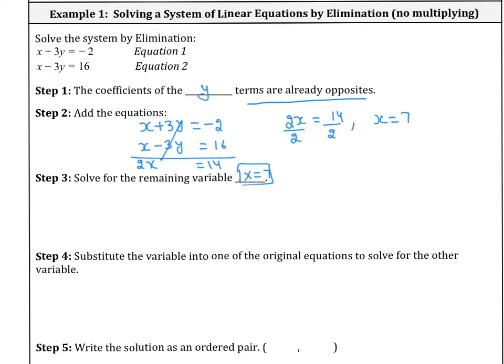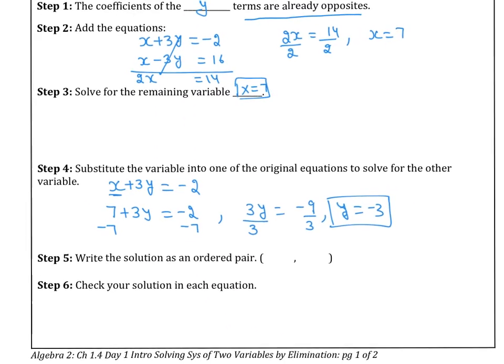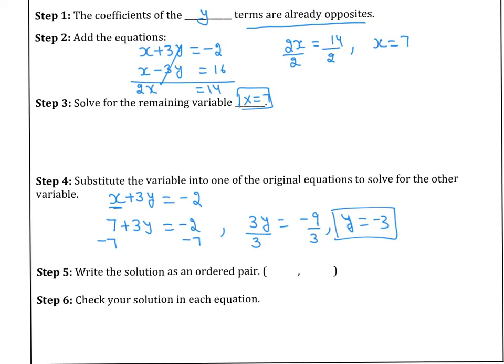To solve for y, choose any of the given equations. I'm choosing equation number 1 here, and using the x value as 7. So 7 plus 3y equals negative 2. Subtract 7 on both sides, and you get 3y equals negative 9. Divide by 3 on both sides, and the y value is negative 3. Now you have an x value and a y value, and you write both of them as an ordered pair: 7 comma negative 3.